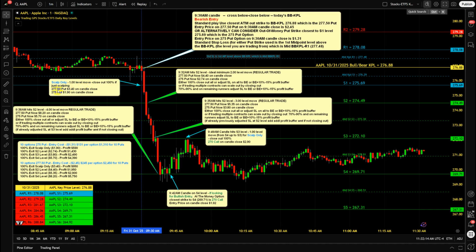The 277.50 put is 340 on the candle close. Remember, we paid 245. The 275 put is 190 on the candle close. We paid 131. So there's your scalp on this candle close. At 9:32 a.m., as you can see, this is moving pretty fast here. At 9:32 a.m.